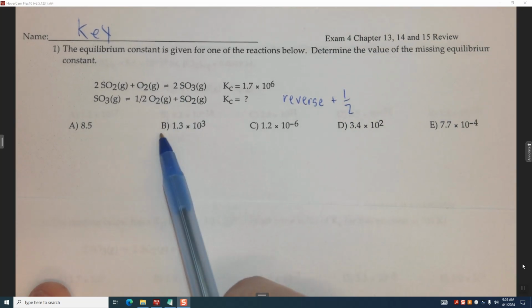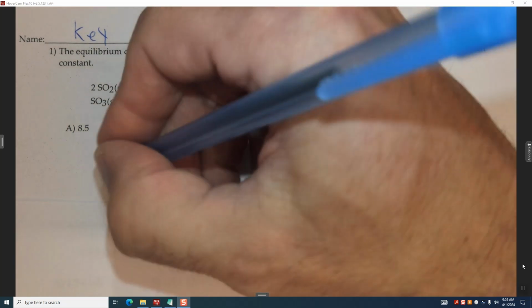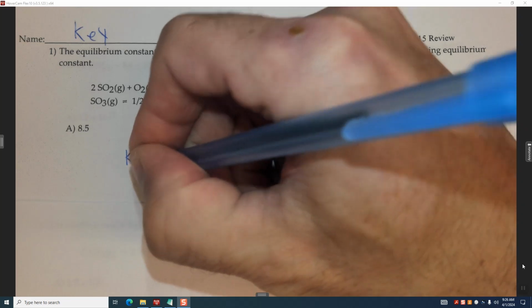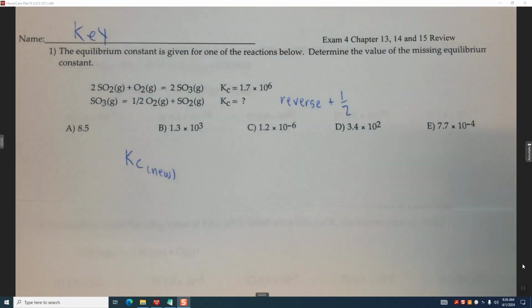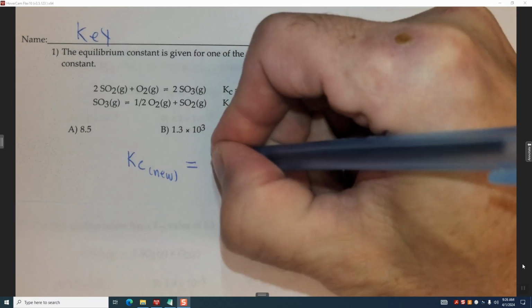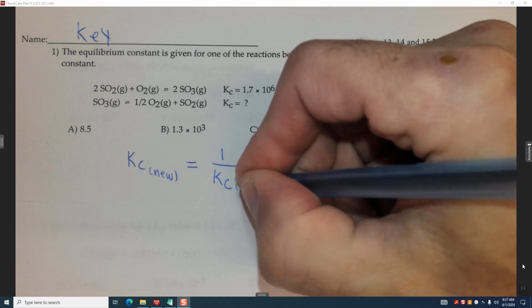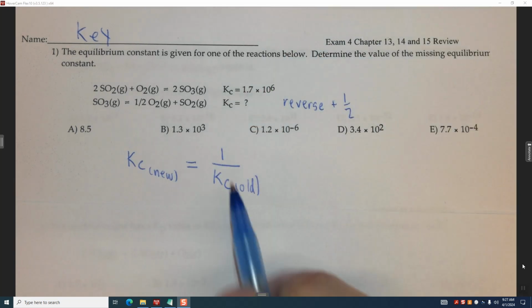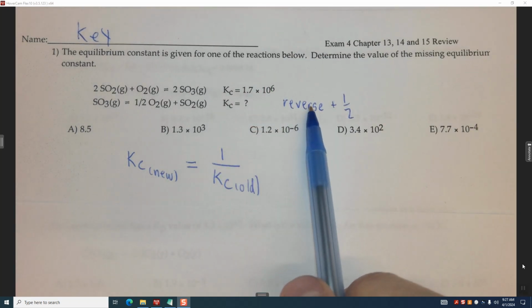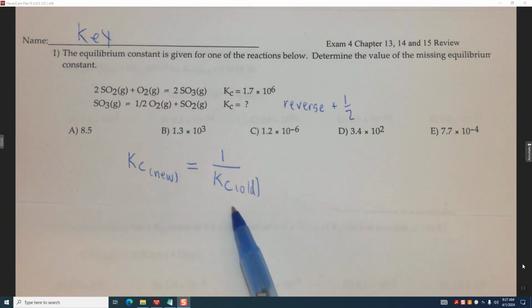So what do we do to the Kc? Well, in order to find the new Kc value, so the Kc of the new reaction, or the second or the bottom reaction, equals 1 over Kc. I'm going to call this old. Okay, why is it 1 over? Because we reversed the reactions. So instead of products over reactants, it's reactants over products, or we take the reciprocal.